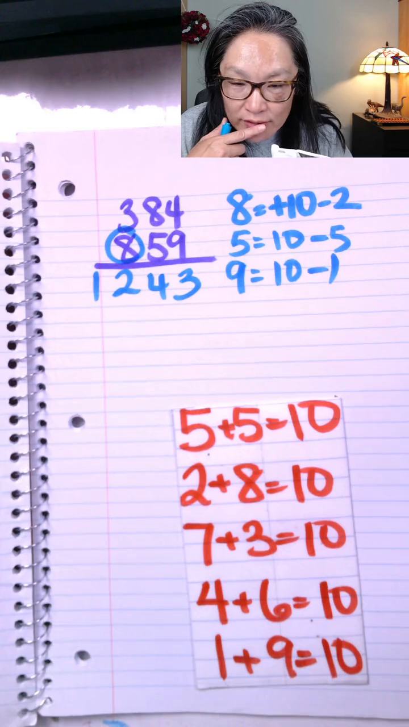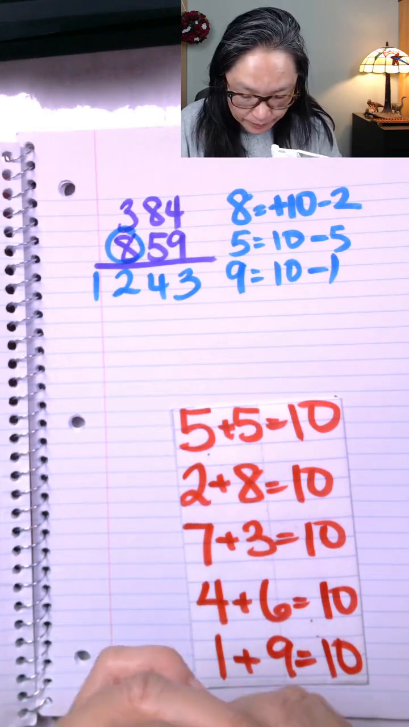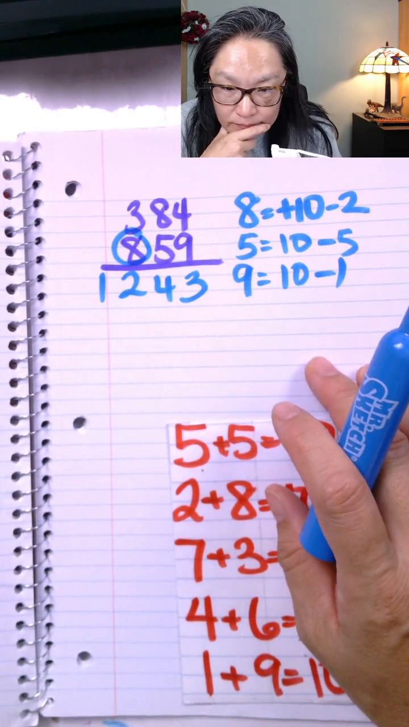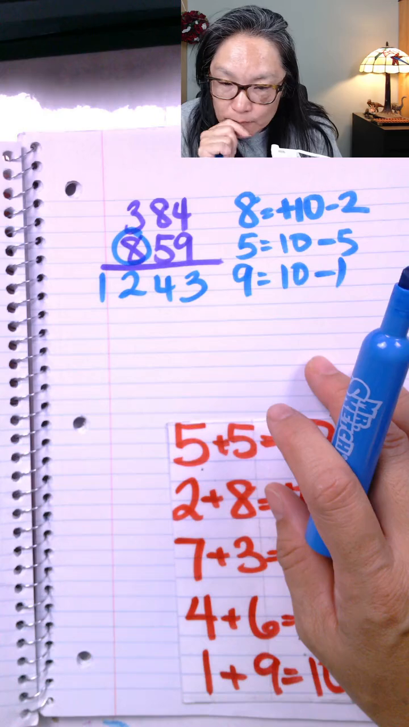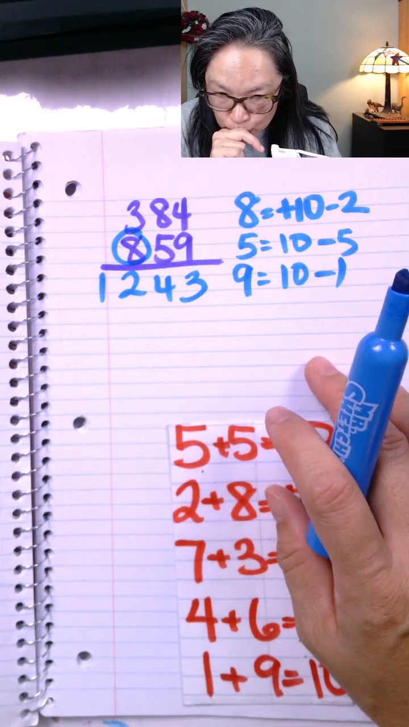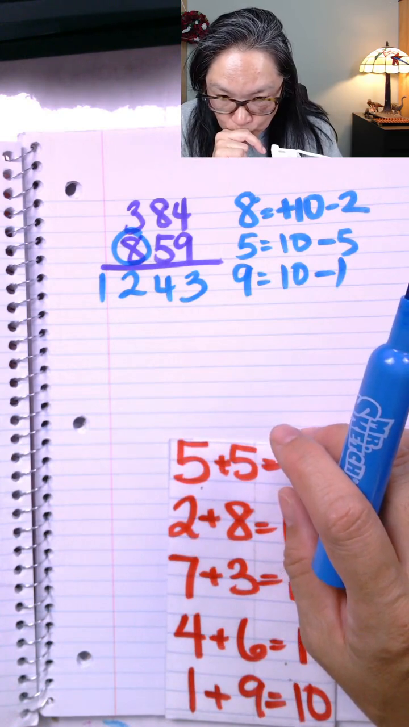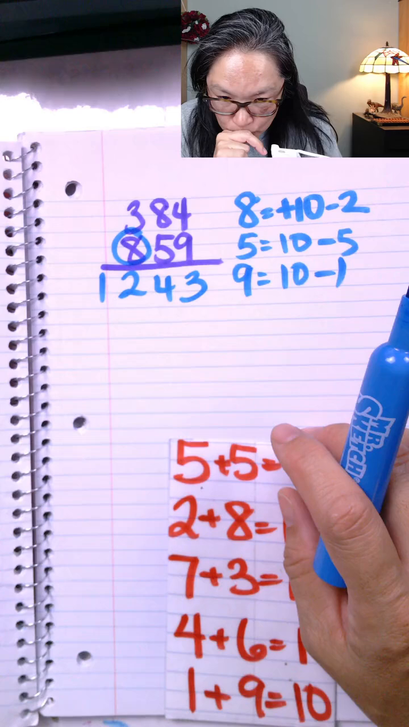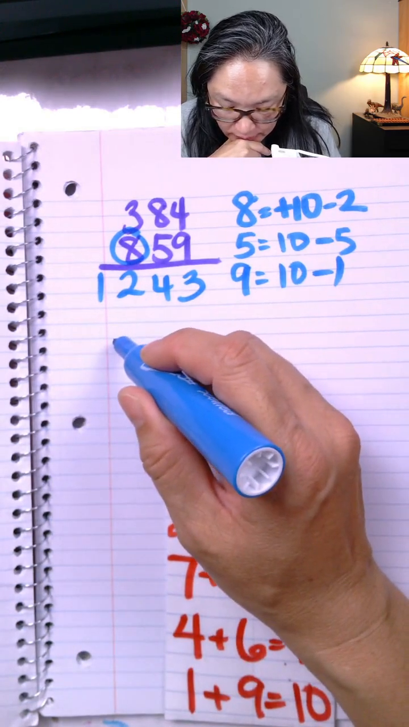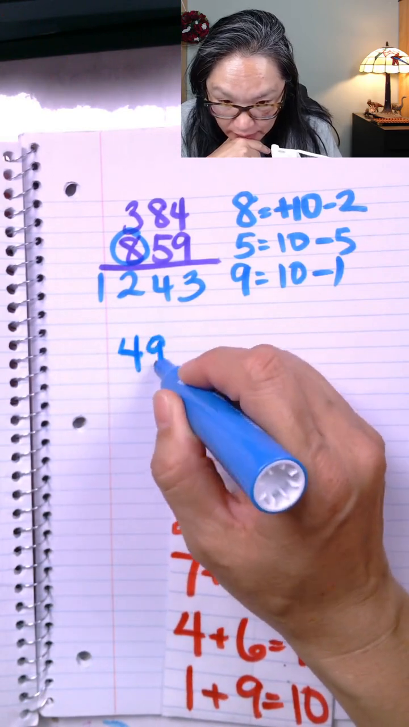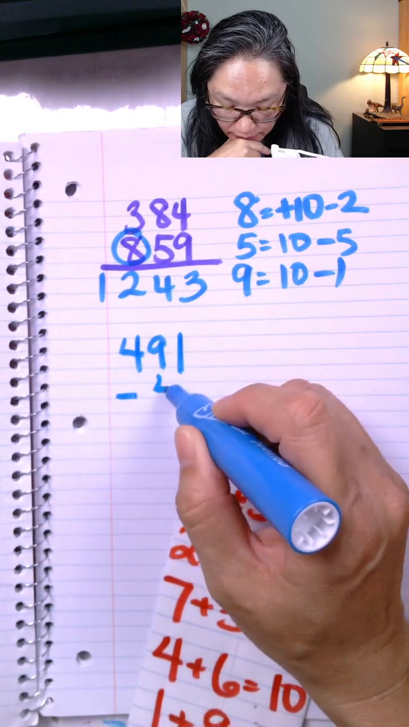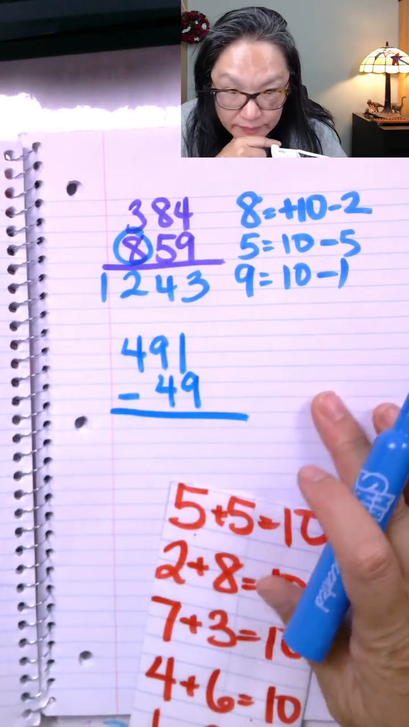You want to try subtraction? Yeah, we could do subtraction. That's not a problem. Or some multiplying. Let me do one subtraction and then we can multiply. Sorry, I'm thinking. Okay, 491. Take away 49. Let's try that.